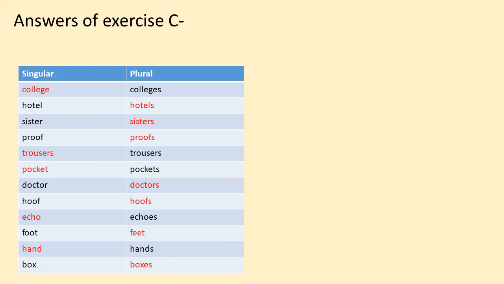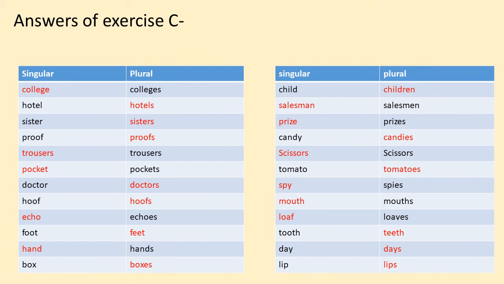Then comes pocket. Doctors. Hoofs. Echo. Feet. Hand. Boxes. Have you completed the first table? Okay, let's move on to the second table.